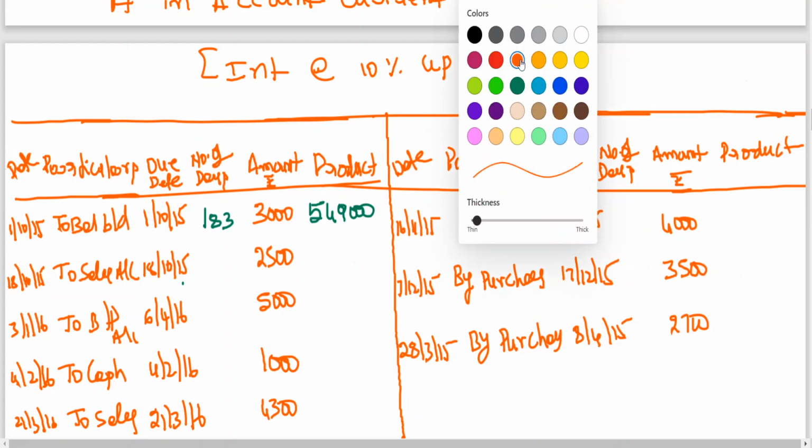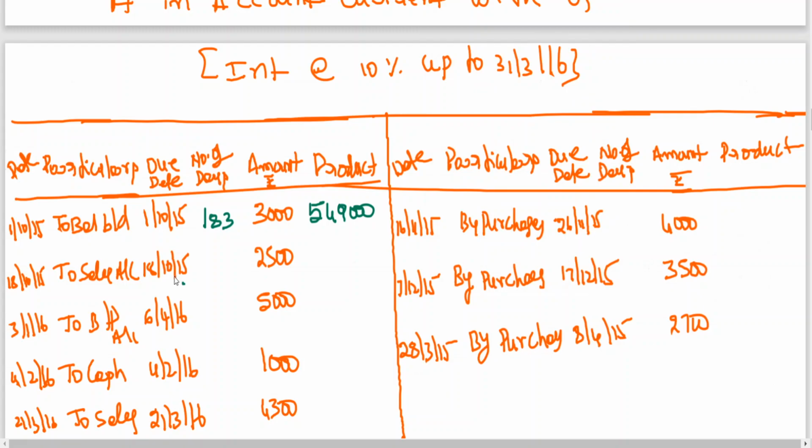Transaction date will be 18th October. We have to calculate the number of days. How many days are there in October? 31. 31 minus 18, you are getting 13. 13 plus November 30, December 31, January 31, February 29, March 31. It is coming to 165 days. 165 days into 2,500 is 4,12,500.